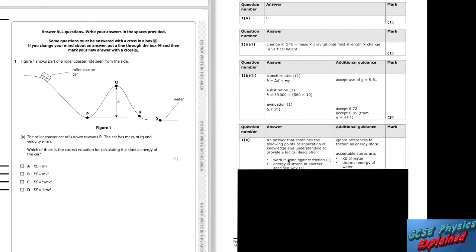And if we have a look at the answer, work is done against friction. Energy is stored in some kind of other specific way. So acceptable, the kinetic energy of the water, thermal energy of water, so the water heats up, and thermal energy of air as well. A little bit of gravitational potential energy of the water as it sprays into the air.